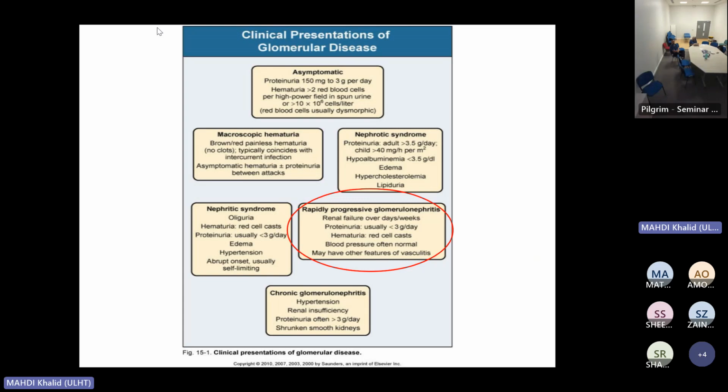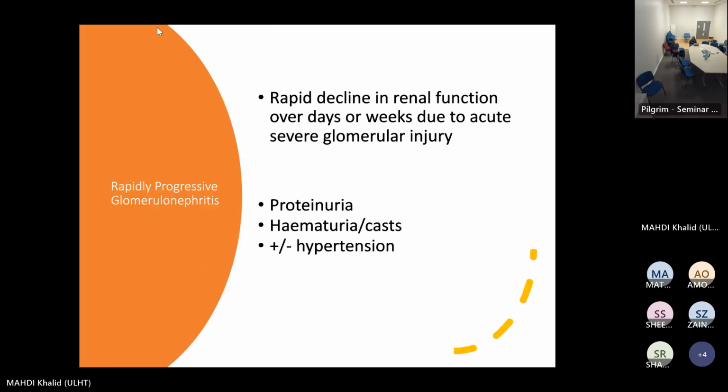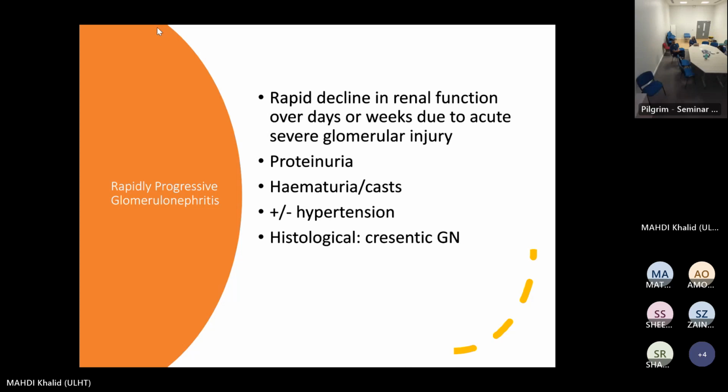Unlike nephrotic syndrome, the main feature isn't fluid retention. So you don't necessarily have edema, polyuria or hypertension. They are similar in a way, they are acute, but fluid retention isn't the main feature. And the main feature histologically when you do a biopsy is finding crescents.